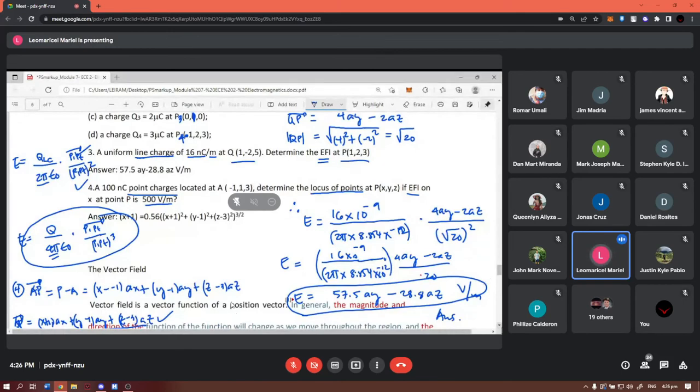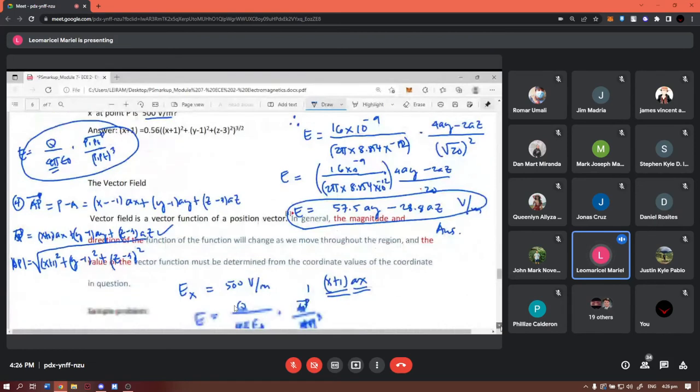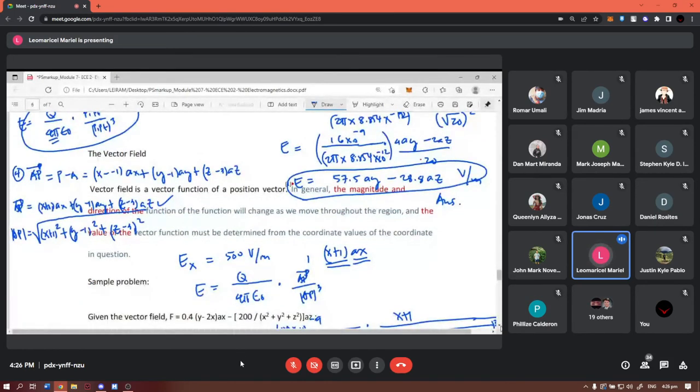Okay, so ano yung last topic natin? Ito medyo mas madali ito. Vector field. Okay, ano yung ibig sabihin ng vector field? A vector field is a vector function of position vector. In general, the magnitude and direction of the function will be changed as moved throughout the region, and the value of vector function must be determined from coordinate value of the coordinate in question.